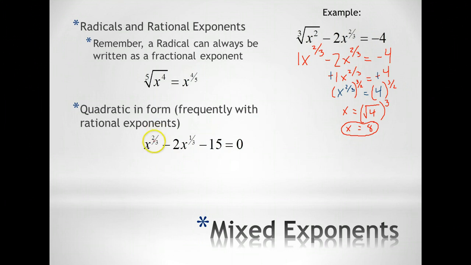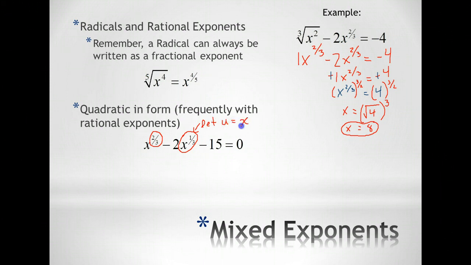Finally, we get rational exponents that are quadratic in form. Why is this quadratic in form? Well, take a look at the middle term and notice that it's a 1/3 power. And then take a look at the power on the first term. If I square this middle term and get the first term, that's a good sign that I have something quadratic in form, and this is how I decide what my u is.